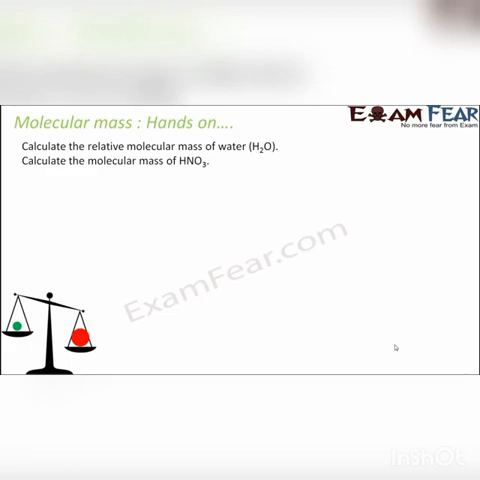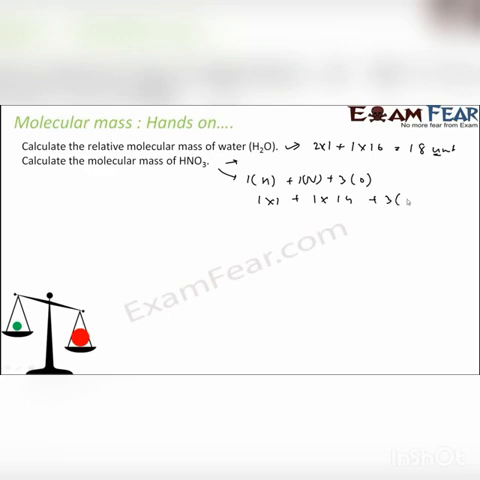Let's take some more examples. In fact, this is what we have done now. The relative molecular mass of water and nitric acid we just found. For water it was 2 hydrogen, so 2 into 1, plus 1 oxygen, 1 into 16, 18 units. And for nitric acid we just found 1 hydrogen, 1 nitrogen, 3 oxygen. So 1 hydrogen is 1 into 1. 1 nitrogen is 1 into 14. Oxygen is 16. You add it, 48 plus 14 plus 1, 63.